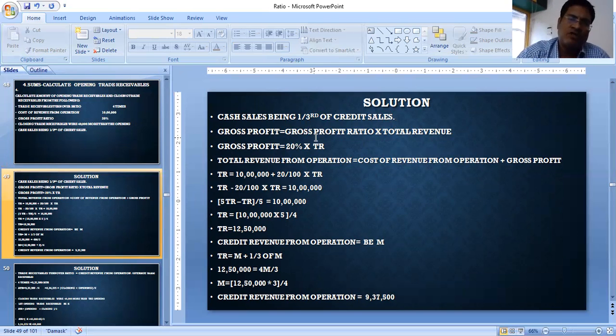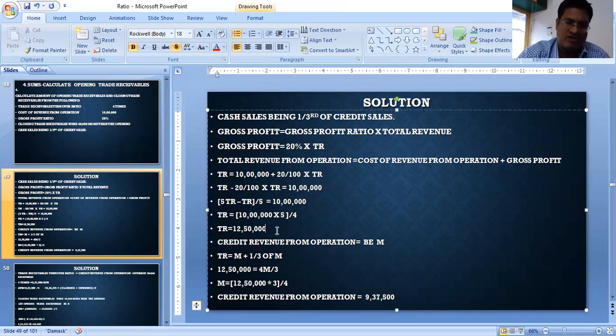So what is gross profit? Gross profit ratio into total revenue. We know that gross profit is always profit percent into total revenue. We don't know the total revenue, so gross profit is 20% of total revenue. Total revenue is equal to cost of revenue from operation plus gross profit. Cost is given 10 lakhs plus gross profit, which is 20% of total revenue. If I solve it, total revenue comes out to be 12,50,000. You see the solution and understand the mathematics.